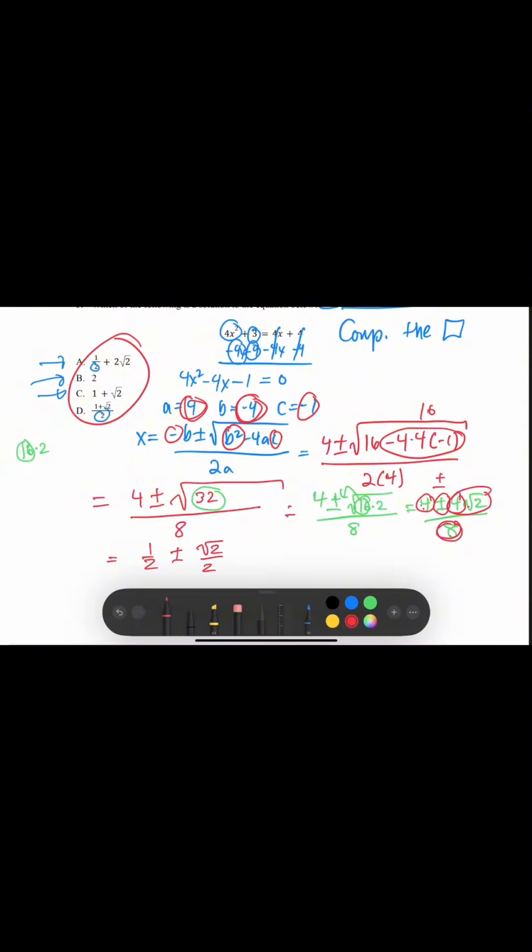Now, which one has that? This one cannot be it. It doesn't have a denominator. Just know that this can also be written as 1 plus or minus the square root of 2 over 2. So my answer is going to be D in this case.